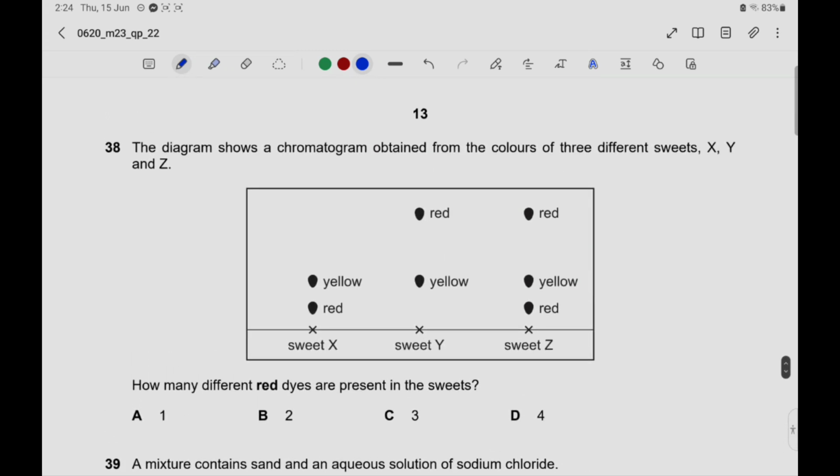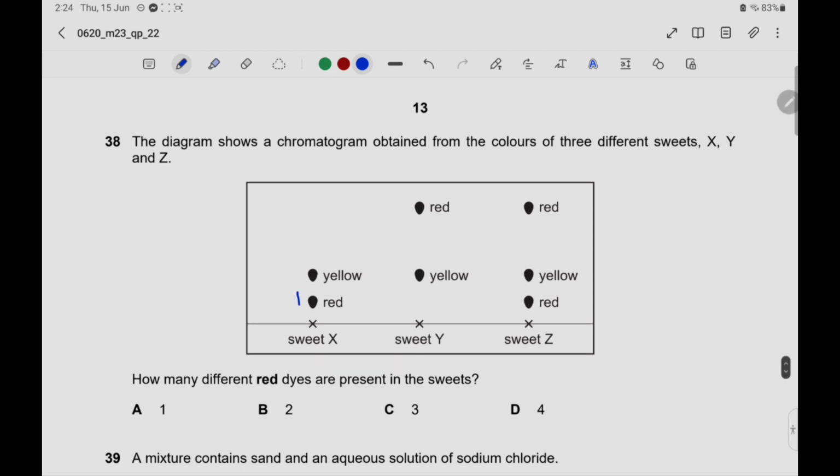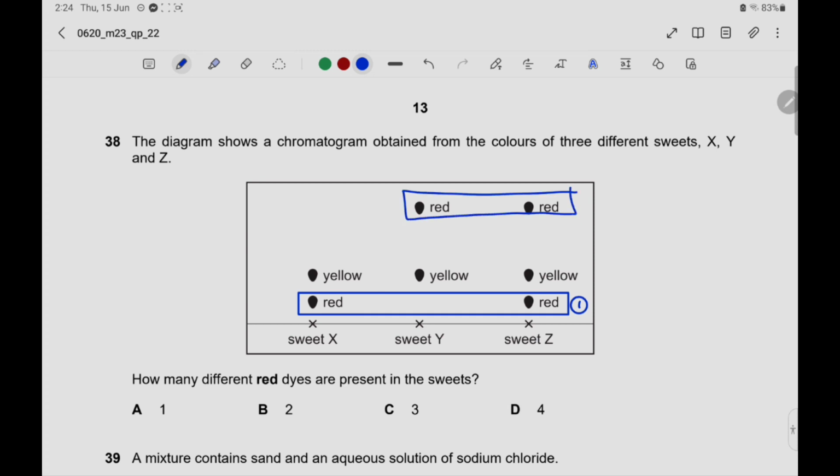This is chromatogram. I want to know how many different red dyes are present in a sweet. Okay, in the sweets, like so many sweets, right? I want the different red dyes, you know. This is the same because they are the same level. So this is 1 and 2. As long as you are the same level, you are the same red dye used. Okay, so don't think that it's 1, 2, 3, 4.